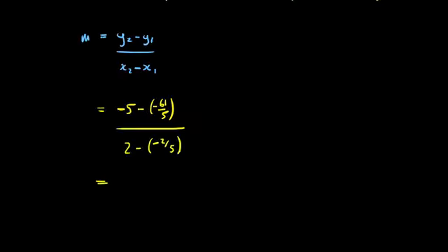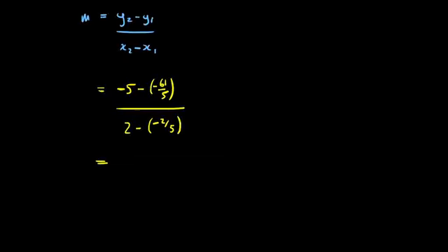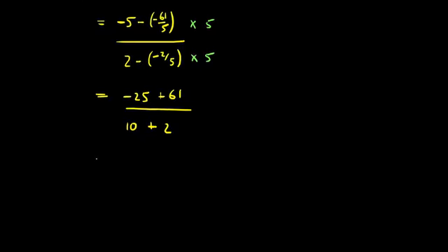Well, in order to get rid of the fractions, it's probably easier to multiply top and bottom by 5 in this case. It's going to make our algebra a little bit easier. So this is going to be minus 25 minus 61, so that's plus 61. On the bottom, we get 2 times 5, which is 10, minus 2/5 times 5, which is just 2. Then minus 25 plus 61, well, that's 61 minus 25. So 61 minus 20 is 41, minus 5 is 36. 10 plus 2 is 12, so we get 36 upon 12, which is equal to 3.